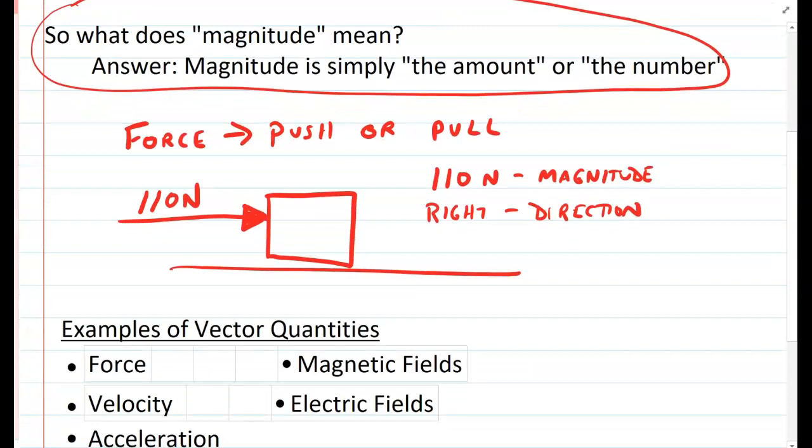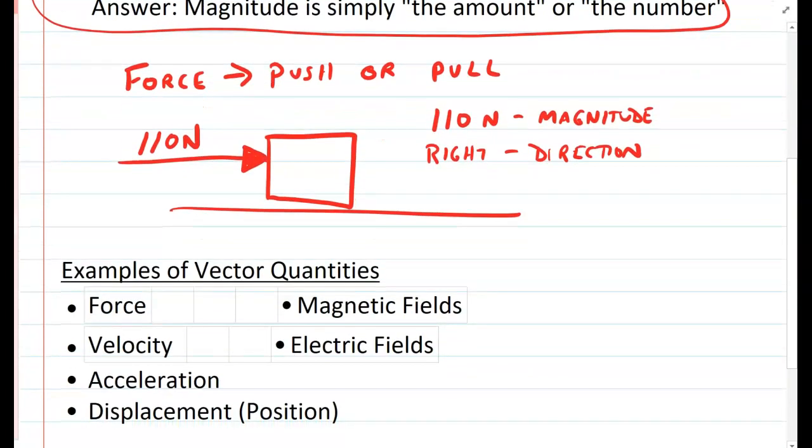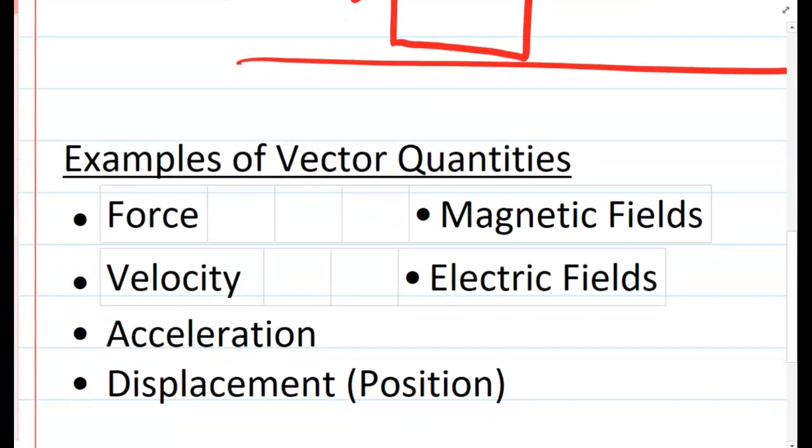So let's take a look at some examples of vector quantities that you're going to see in physics class. For right now, magnetic fields and electric fields, it's nothing you need to worry about. I just put them on here just to be thorough. But force definitely has a magnitude and direction. And there's this quantity called velocity, which is basically speed, but it's speed with a direction. It's accounting for which way you're moving. And there's acceleration, which is the rate at which speed is changing, and your displacement or your position. Your position also has a direction because it's always referenced from somewhere else.